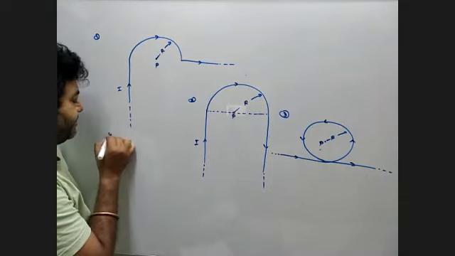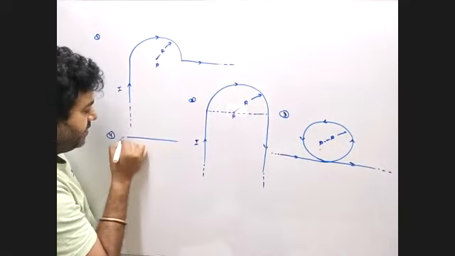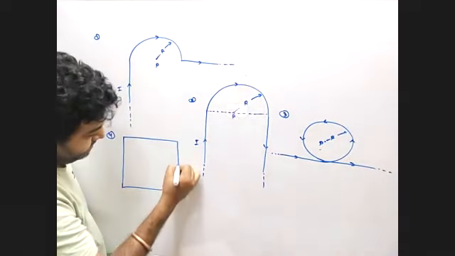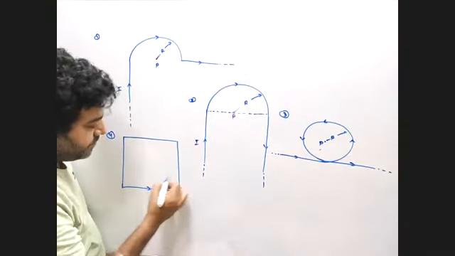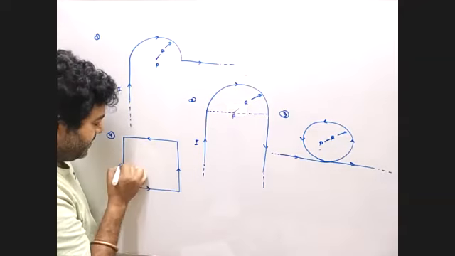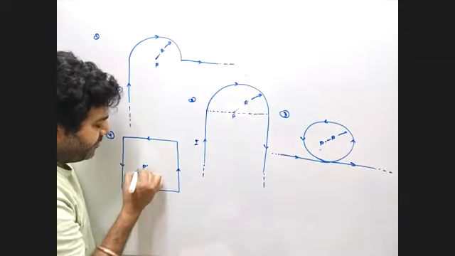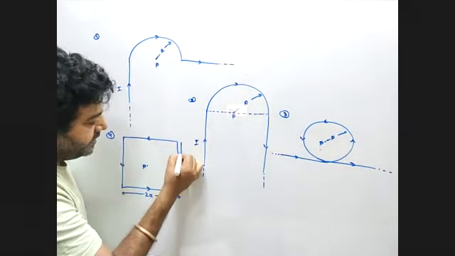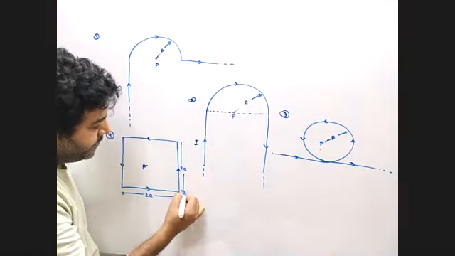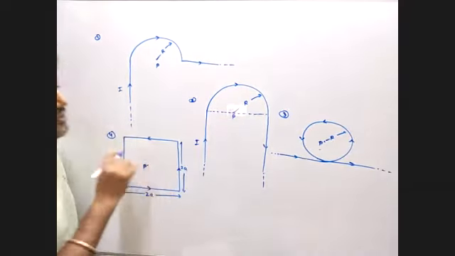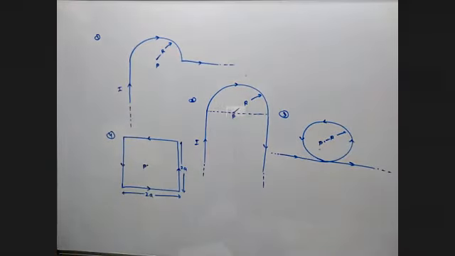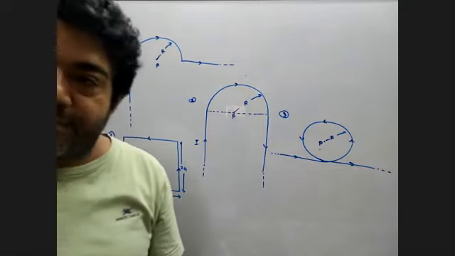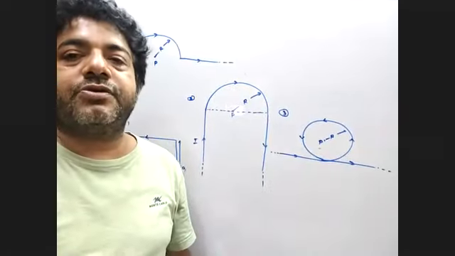Number 4. Point P. This length is 2a, this length is also 2a. Find the magnetic field at point P. So first I give you just these 4. You try these 4 questions, then later on I will give you the rest of the questions also.